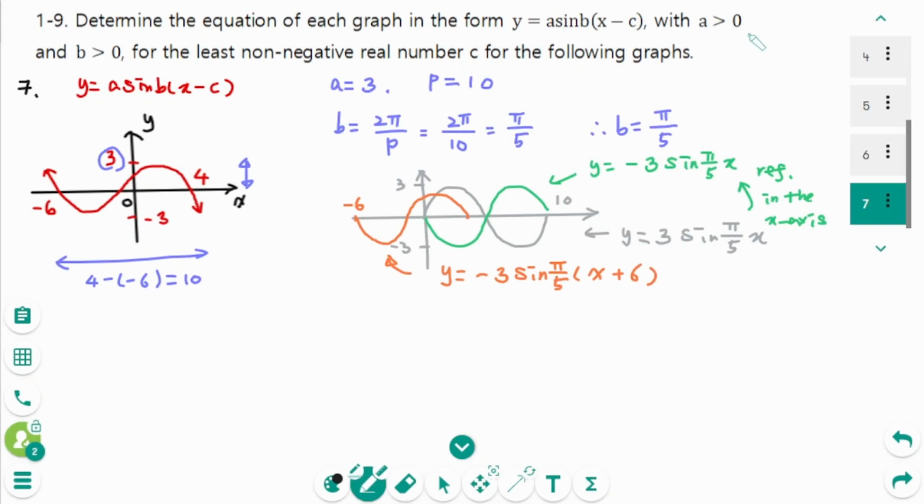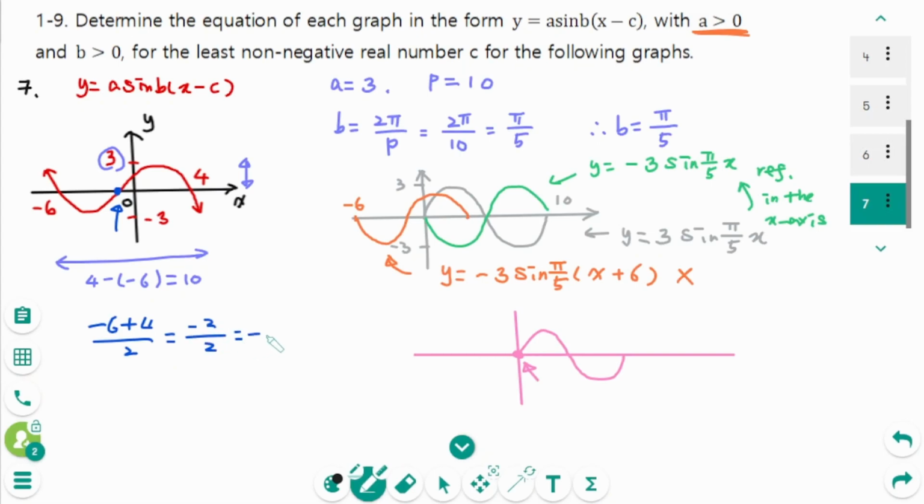But since A is a positive number, this is not the case. So the sine graph is like this, and this is the starting point. Can you find the starting point here? Here is the midpoint of minus 6 and 4. So minus 6 plus 4 over 2 is minus 2 over 2, which is minus 1. But that is not the answer, because it's negative. Because they said the least non-negative real number C.